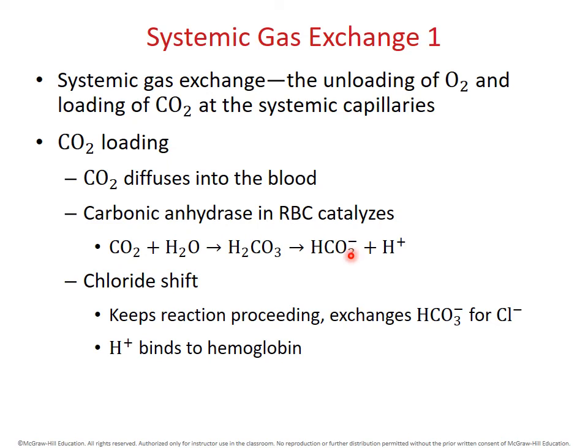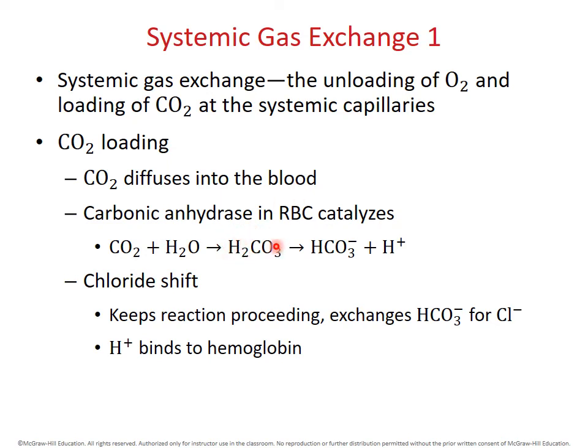Now, why does this reaction happen mostly inside the red blood cells? Well, it happens mostly inside the red blood cells because there's an enzyme inside the red blood cells that facilitates or catalyzes this reaction. And that enzyme is known as carbonic anhydrase. So while this reaction occurs a little bit out in the plasma, the vast majority of it happens inside the erythrocyte because of the enzyme carbonic anhydrase. And so we get the buildup of carbonic acid inside the red blood cell.